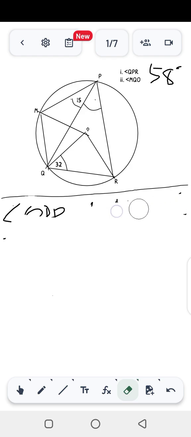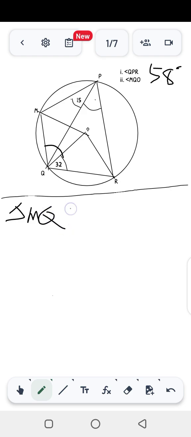Okay, now let's go to the second part, which is we want to find angle MQO. So let's locate angle MQO. MQO is this one. From this line to this line is the angle MQO, and that angle is inside triangle MQO, right? Now again, triangle MQO is also isosceles. So base angles are equal.